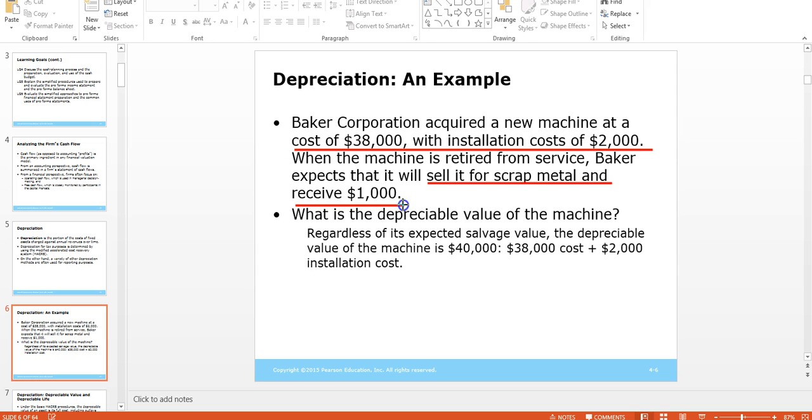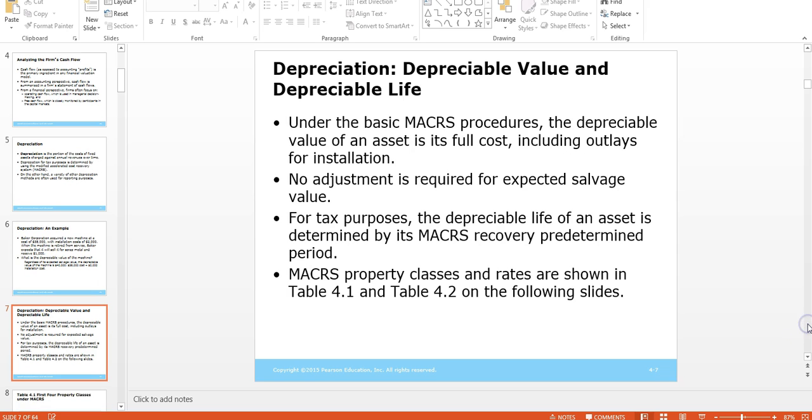And the important point is, what's the depreciable value of the machine? The depreciable value is only, make sure we're clear about this, the purchased cost plus the installation cost, $40,000. You'll notice that the expected salvage value is not included, okay? So please, to make a point again, do not include that scrap metal salvage value. It's $38,000 plus $2,000, it's $40,000. So now we start to depreciate it. You'll notice what it says here, no adjustments are required for expected salvage value.